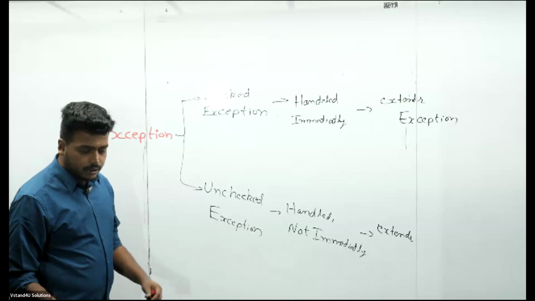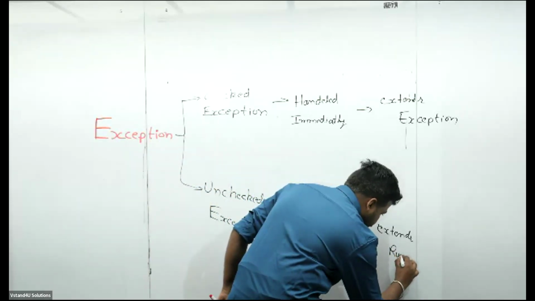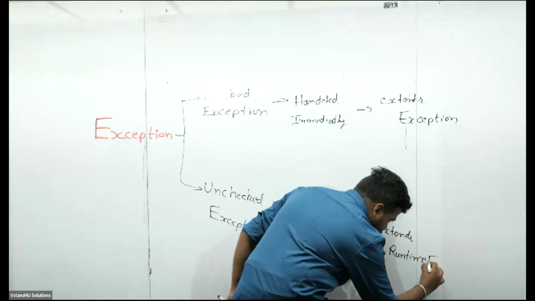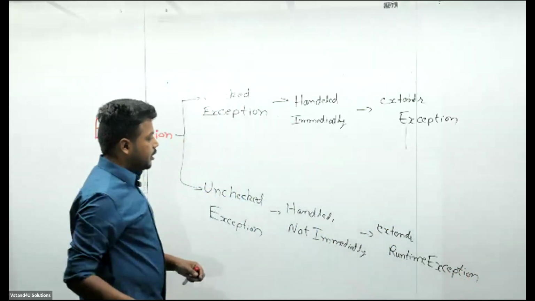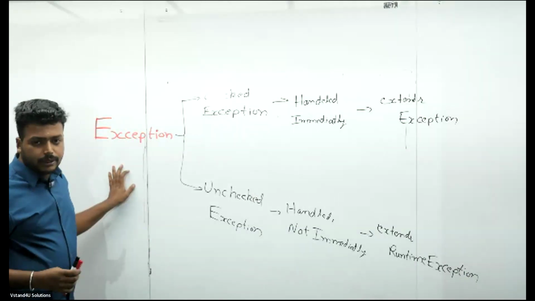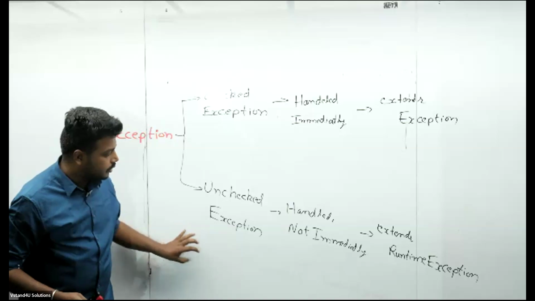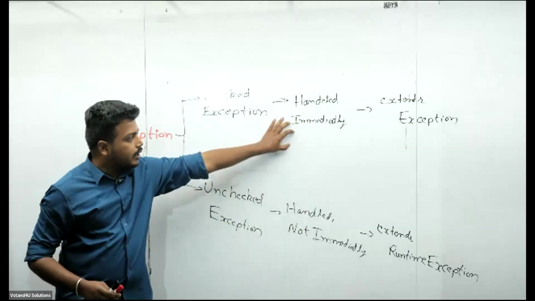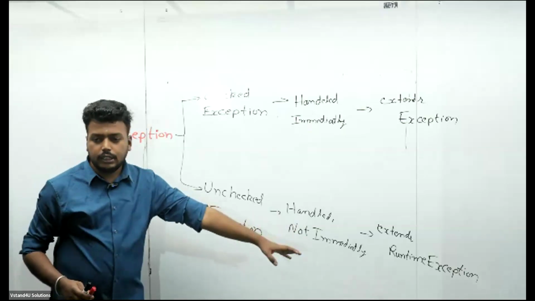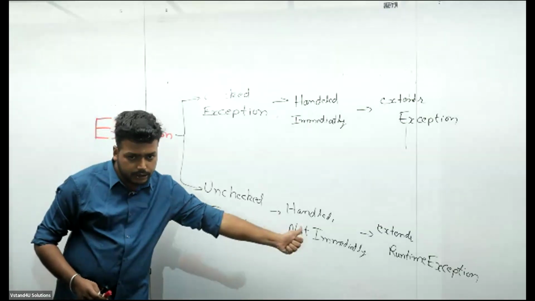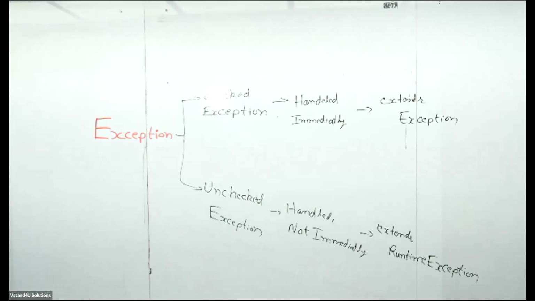Just see the diagram hierarchy. RuntimeException. In exception, we have two types of exception: checked exception and unchecked exception. Checked exception can be handled immediately. Unchecked exception we can handle, but not immediately. Checked exception extends Exception. Unchecked exception extends RuntimeException. What is meant by extends? Copy this hierarchy, this pictorial representation.